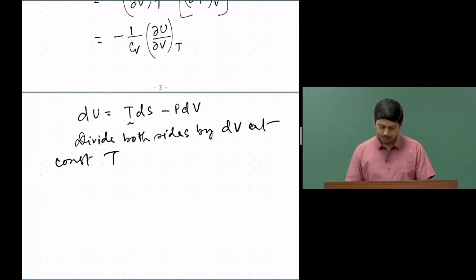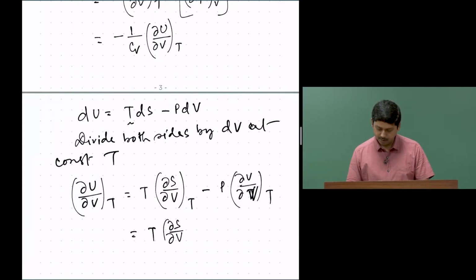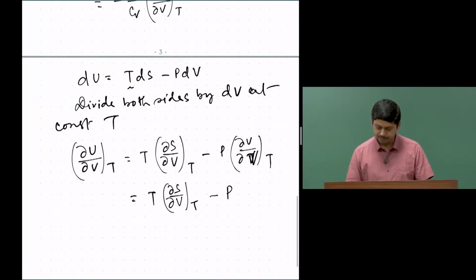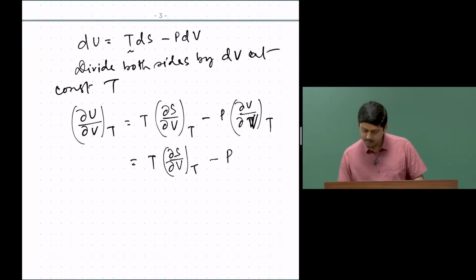So, what you are going to get from there is del u by del v at a constant t is t del s by del v at a constant t minus p del v by del v at a constant t, which is t del s by del v at a constant t minus p. See, I am getting back minus p. So, now what else? C v also I have got.